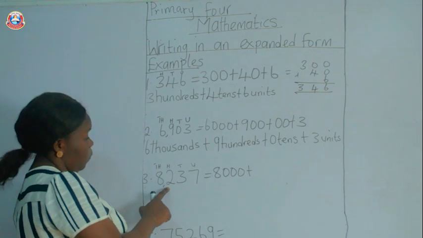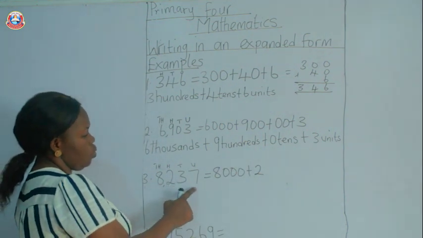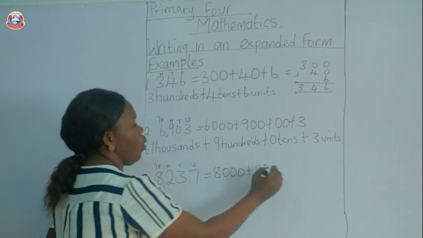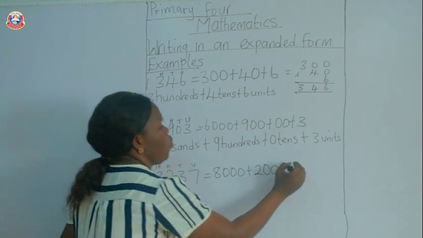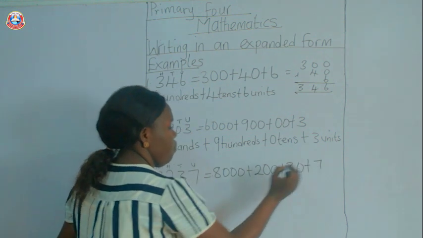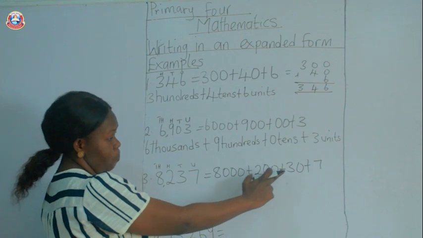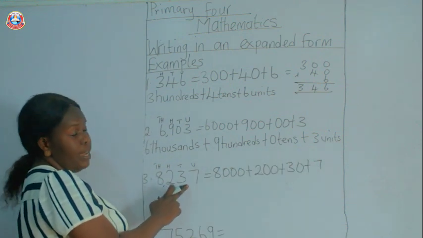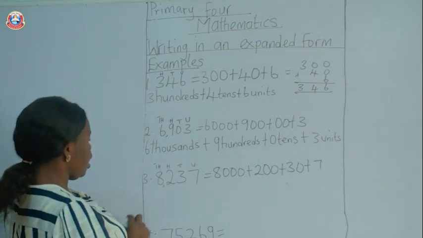Which figure is this? 2. How many figures after it? 1, 2. Change it to 2, 0. Then we have the next one, 3. How many do I have after 3? 1. 1, 0. Are you seeing it? Plus what? 7. So we have just expanded it to 8,000 plus 200 plus 30 plus 7 to give us 8,237. Good children.